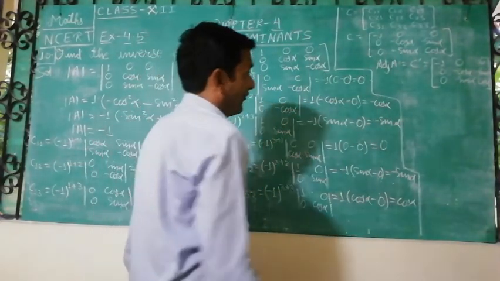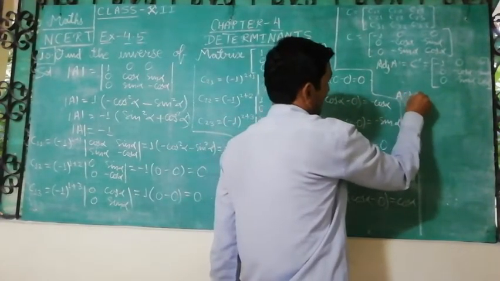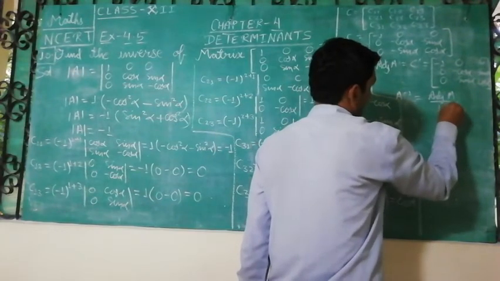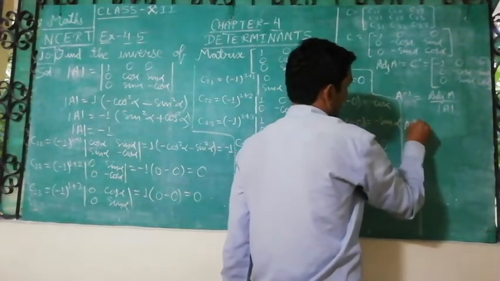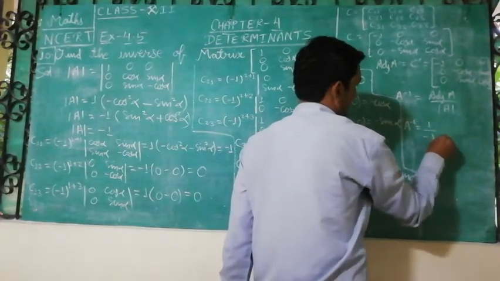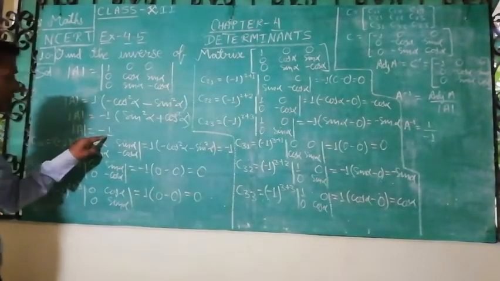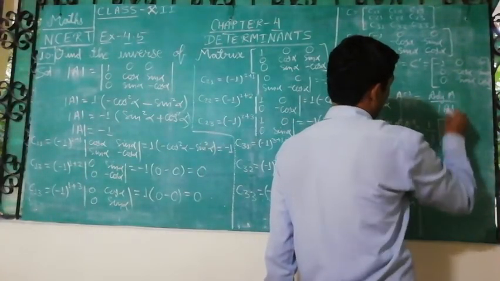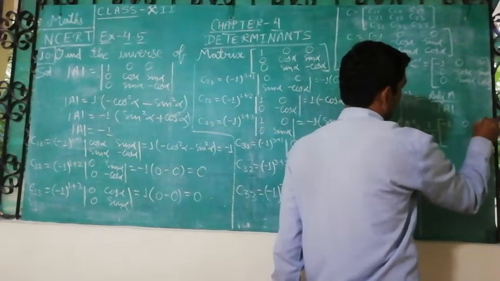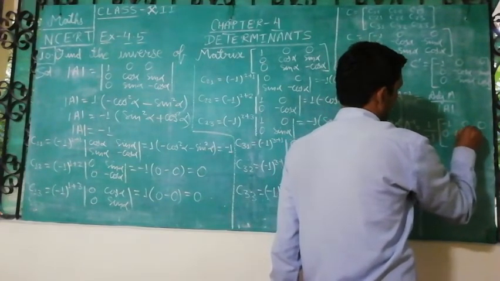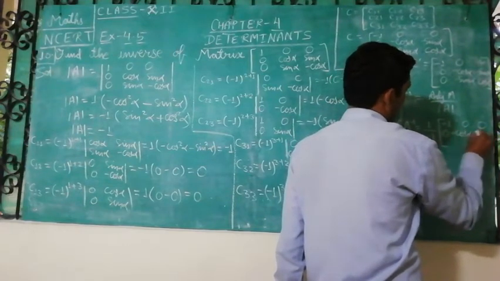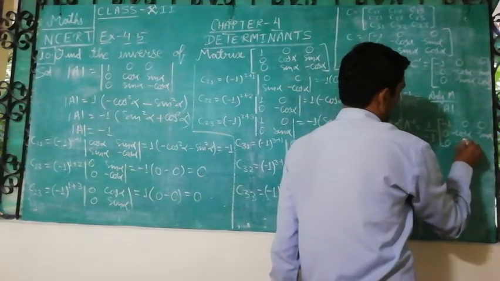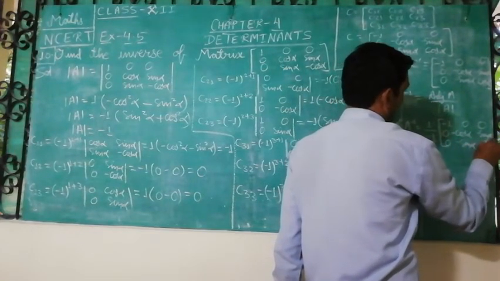So now what we have to find? A inverse. A inverse is equal to adjoint of A upon determinant A. So A inverse is equal to 1 upon minus 1. We know very well that determinant A value is minus 1 again. And now adjoint of A. What is adjoint of A? It is minus 1 0 0, 0 cos alpha, 0 minus cos alpha and minus sin alpha, and lastly 0 minus sin alpha and cos alpha.